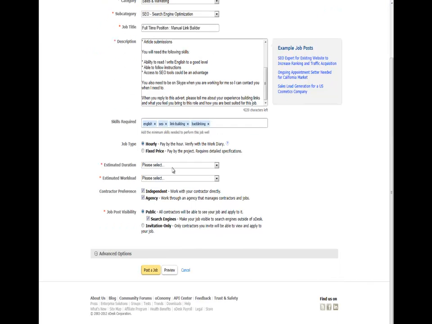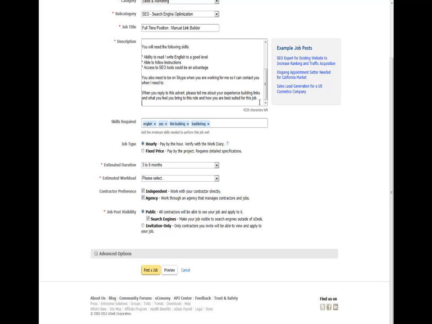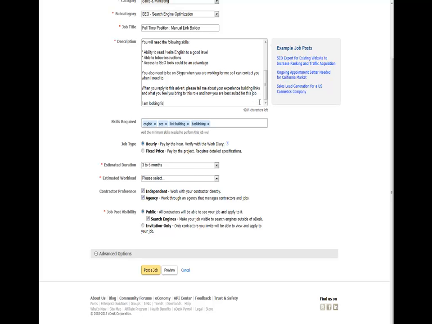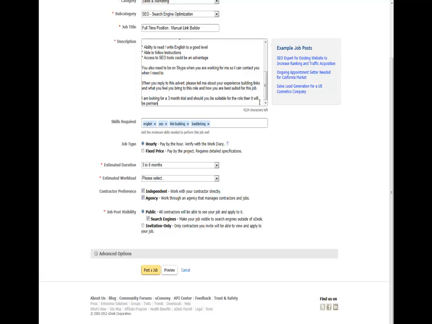Then further down here, you can pick how long do you want them for. Well, I'm looking for someone initially for 3 to 6 months. It could be permanent, and I might put that in here. I am looking for a 3-month trial, and should you be suitable for the role, then it will be permanent. Something like that, and that way people know that there's a permanent position there for them. How much time do you want?